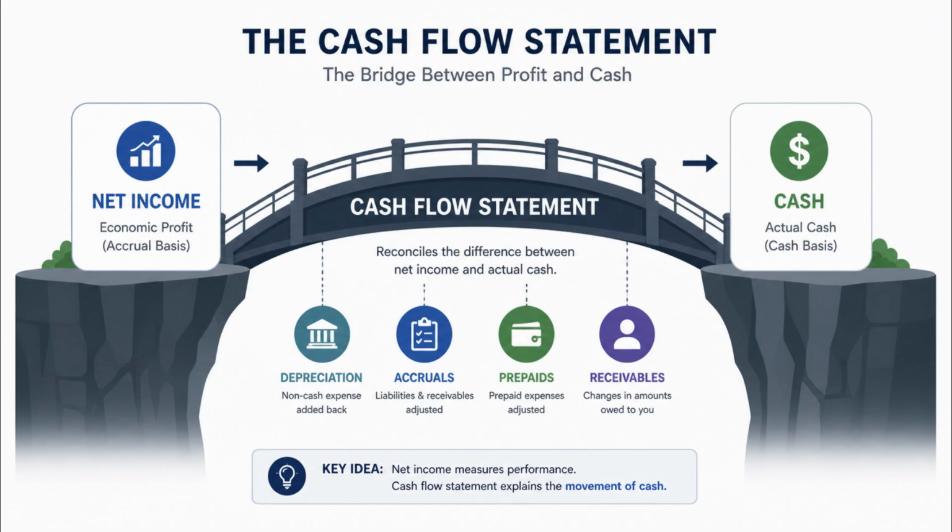The cash flow statement exists to reconcile these differences. It starts with net income and adjusts for timing differences. That's why depreciation gets added back, accrued liabilities are adjusted, prepaid expenses are adjusted, receivables are adjusted, and the cash flow statement translates the economic performance into the actual cash movement.